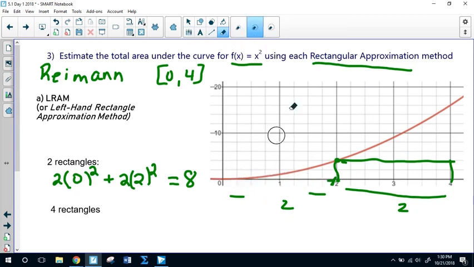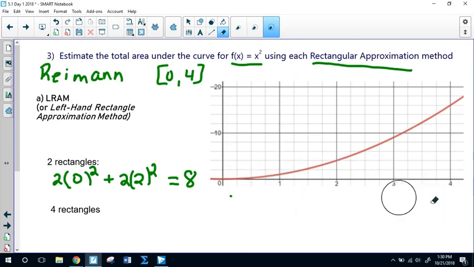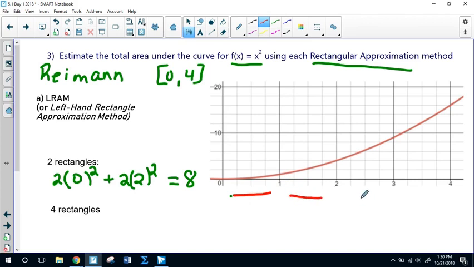All right, I'm going to erase this, and we are going to then do it with 4 rectangles so you can see how this works. So 4 rectangles, I'll do in red, means that I'm going to break it into 1, 2, 3, 4 rectangles. So my first height will be at 0. So again, no rectangle here. But now my next height will start at 1. So it goes like that.